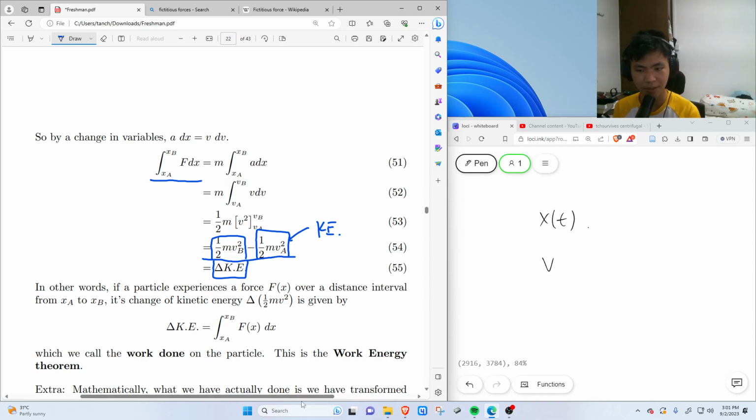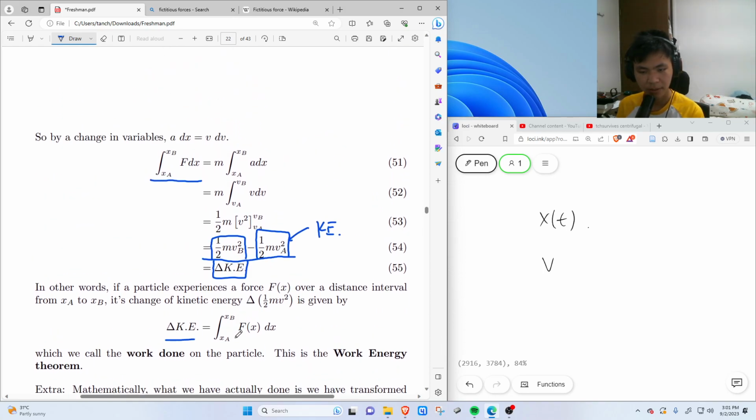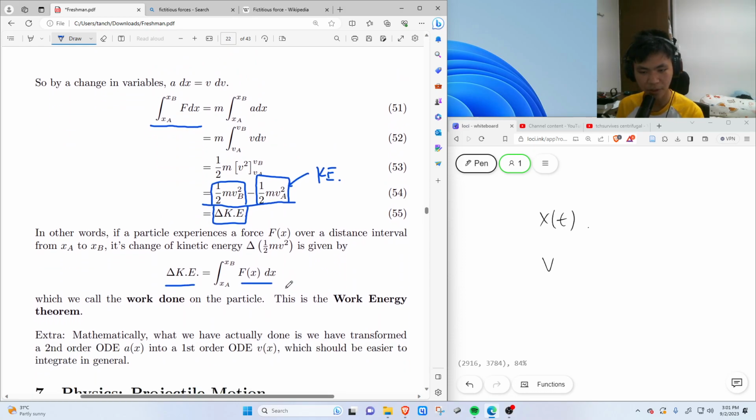But there are other ways, especially when we talk about Lagrangian mechanics. The kinetic energy can be derived from there as well. So the upshot of this is that the change in kinetic energy of a particle is the integral of F dx. And the integral of F dx is something we call work done on the particle.